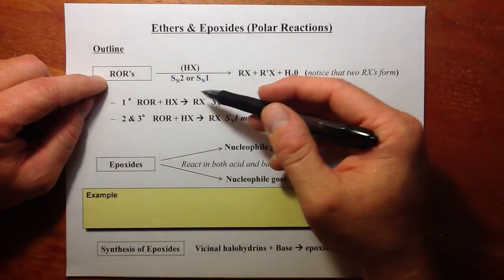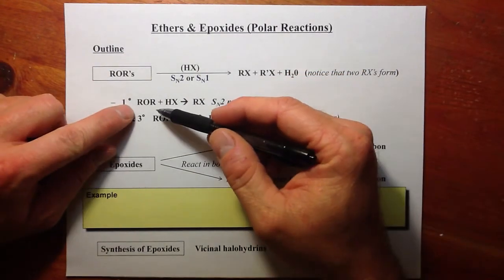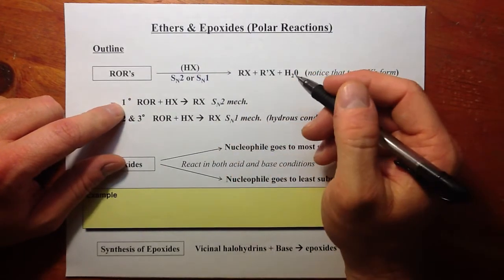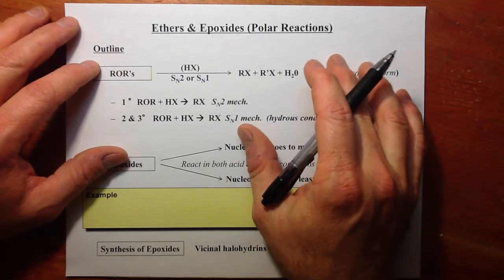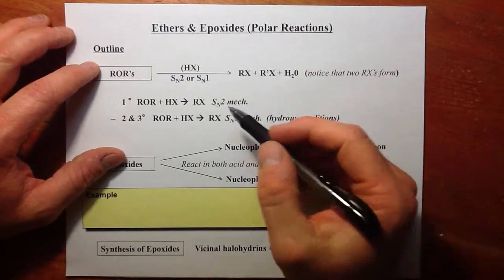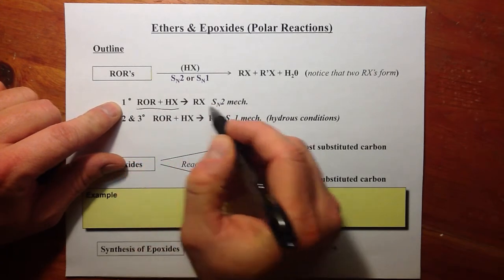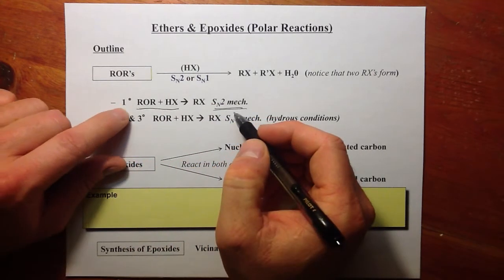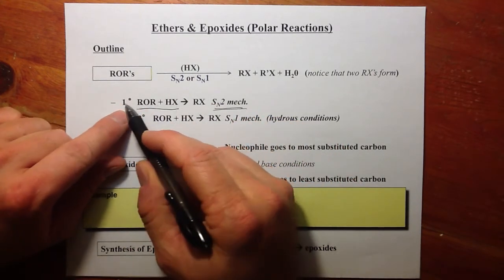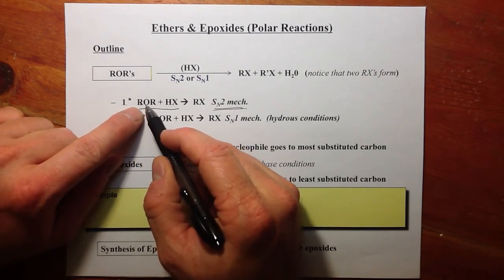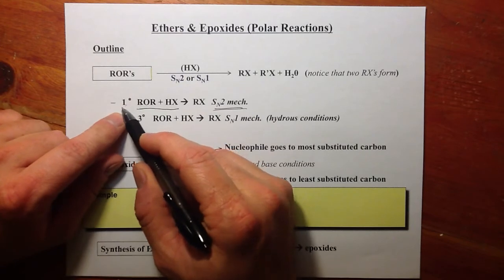We don't really have a line in here that talks about RORs with non-HX acids. There are a few of those type of reactions, but they're very limited. So we'll look at just primary RORs with HX acids. That's going to give us an SN2 mechanism, where these R groups are primary in that they're only connected, the carbon connected to this oxygen is only connected to one other carbon.